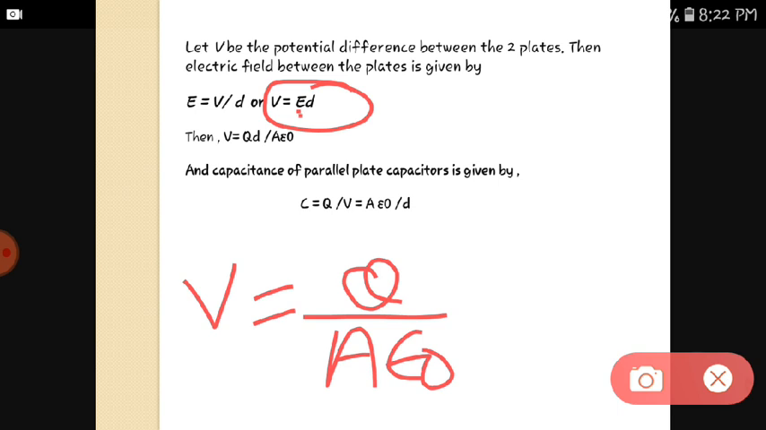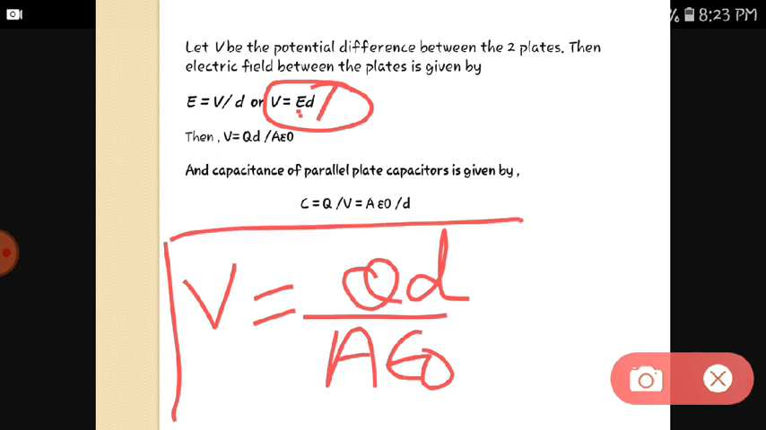This is the value for E that we have just derived, and that has to be multiplied by D. So we are getting the value for V as QD divided by A epsilon 0.